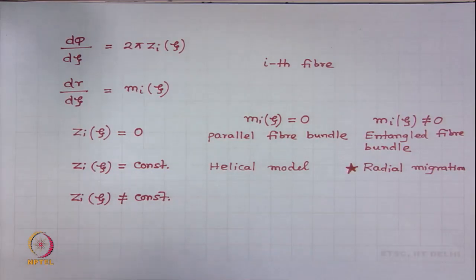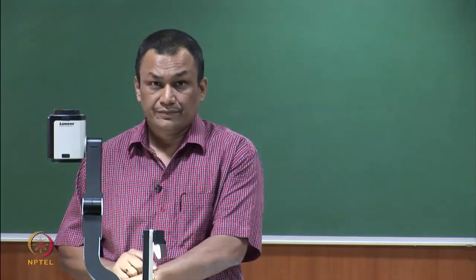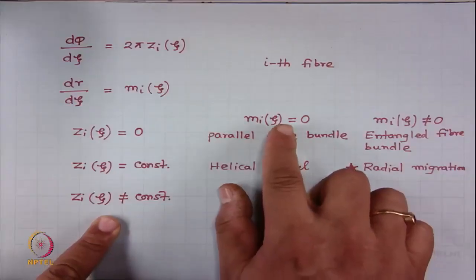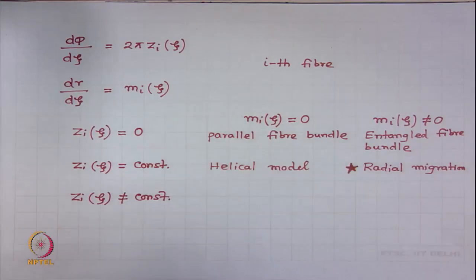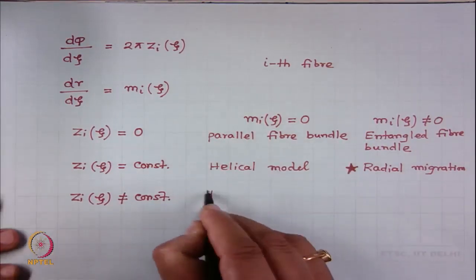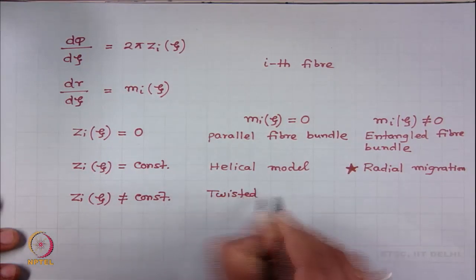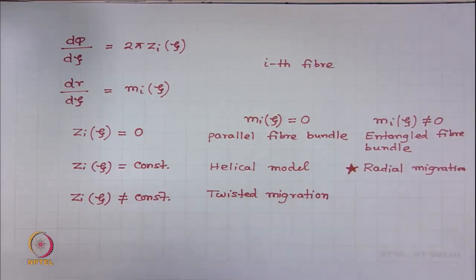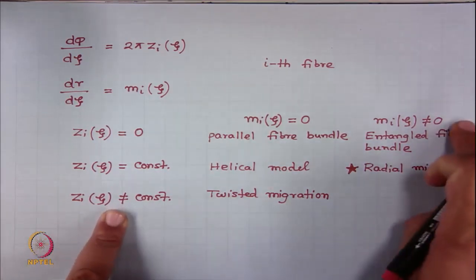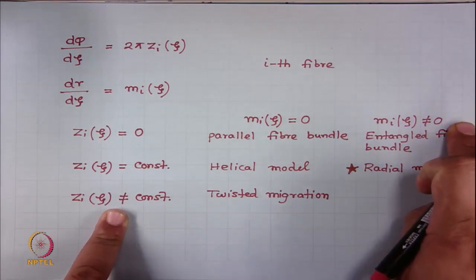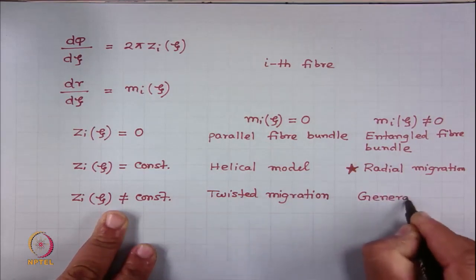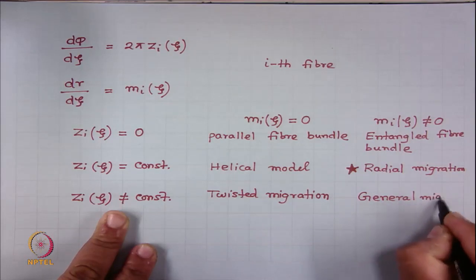Fifth situation, twist is not constant. Different fibers can have different amount of twist, but there is no radial movement. This is called twisted migration. And the last situation, different fibers will have different amount of twist and there is a possibility of radial movement of fibers. This we talk about general migration.